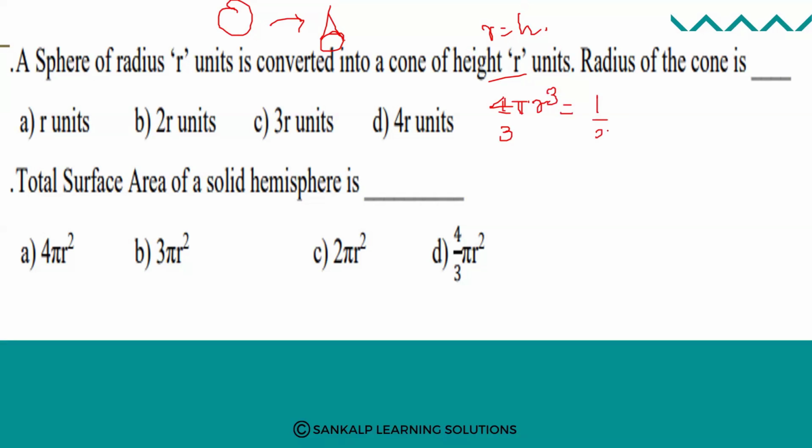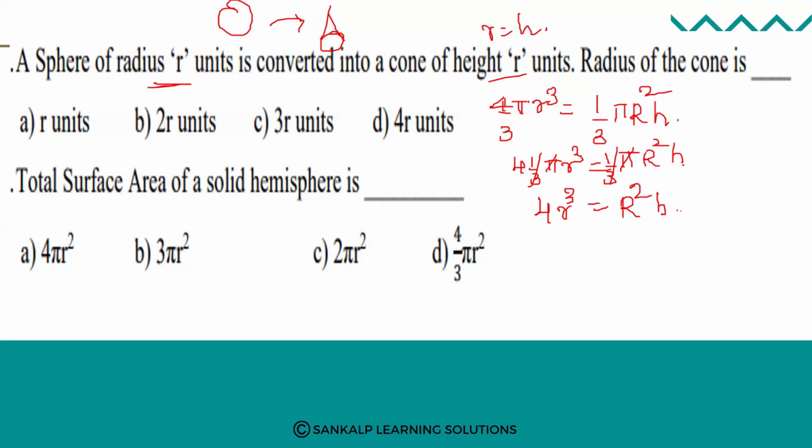So the volume of the sphere is 4 by 3 pi r cube, equal to the volume of the cone, which is 1 by 3 pi. Here the radius of the cone I will consider as capital R, so 1 by 3 pi R square h. Now 1 by 3 and pi will get cancelled. So 4 into r cube is equal to R square into h. So here h is equal to r only, right?